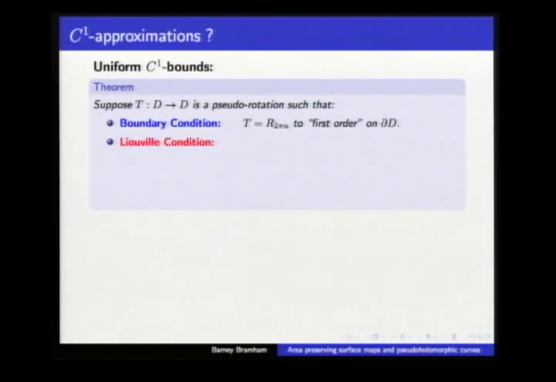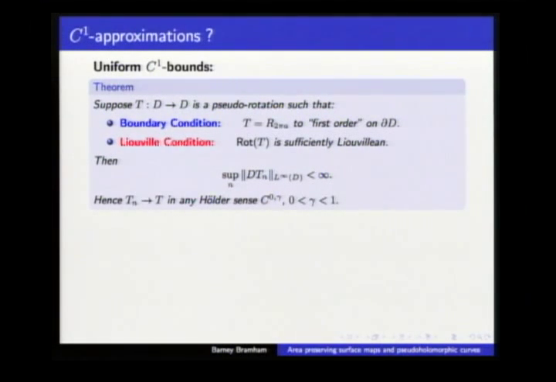The next assumption, however, is horrible and I would really like to remove it. And this is, we want to assume that the rotation number of the pseudo-rotation is sufficiently Liouvillean. So that means on that line I drew from left to right, it means very far to the right. So under this assumption, we can prove that actually the differentials are uniformly bounded, at least in the C0 topology. So in particular, you get Holder convergence for any Holder exponent.